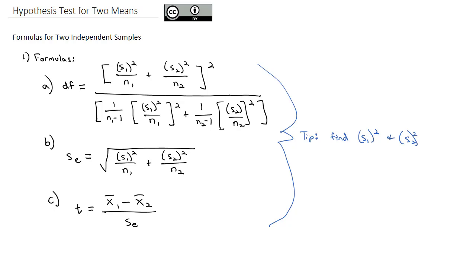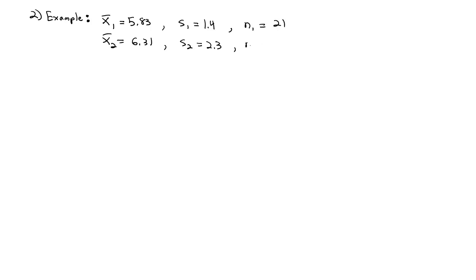And then in the next video, we're going to look at finding the whole hypothesis test. So for example, let's say we wanted to compare two groups to see if they had the same mean. Group 1 had a mean of 5.83. Group 2 had a mean of 6.31. Group 1 had a standard deviation of 1.4. Group 2 had a standard deviation of 2.3. The sample size of group 1 was 21. And the sample size of group 2 was 28.